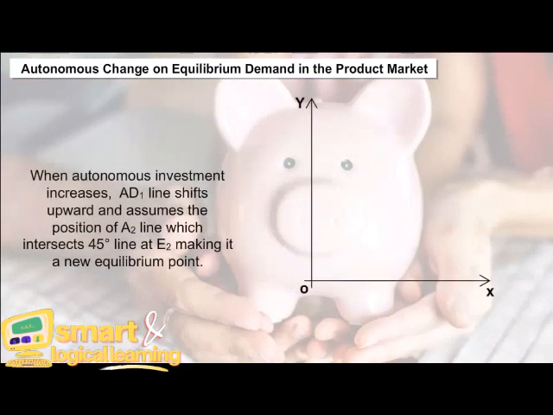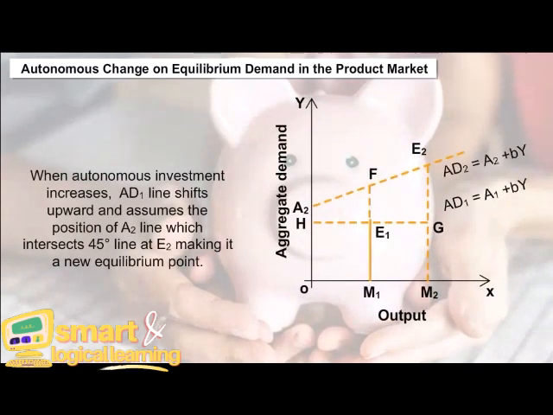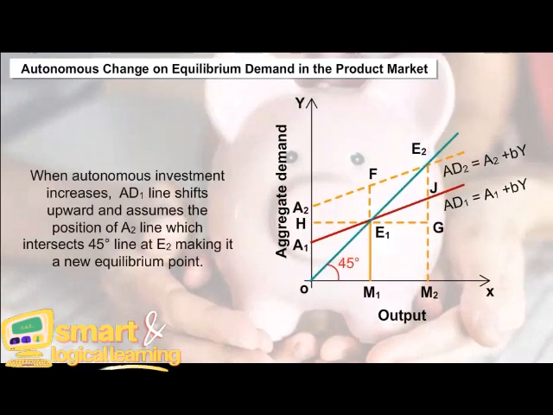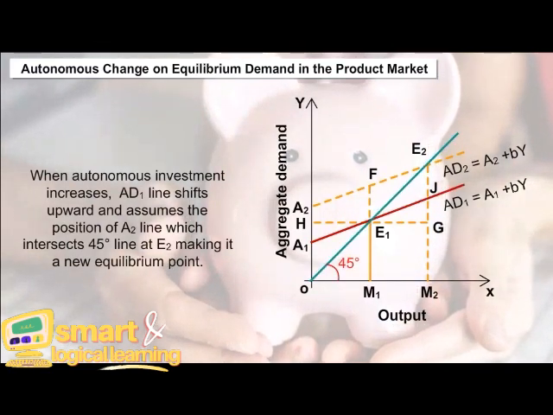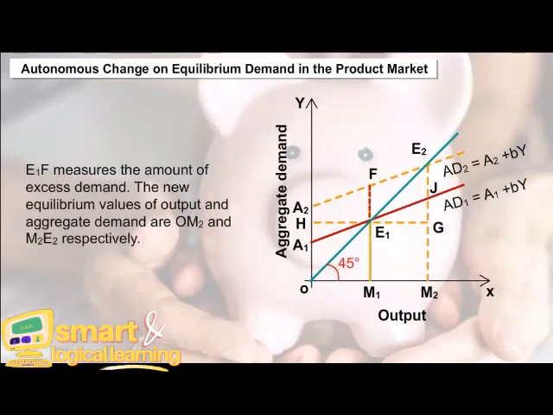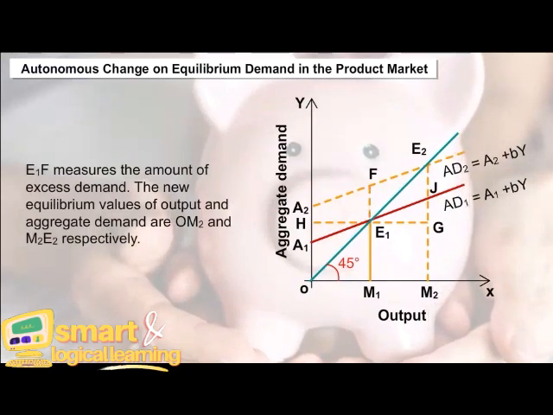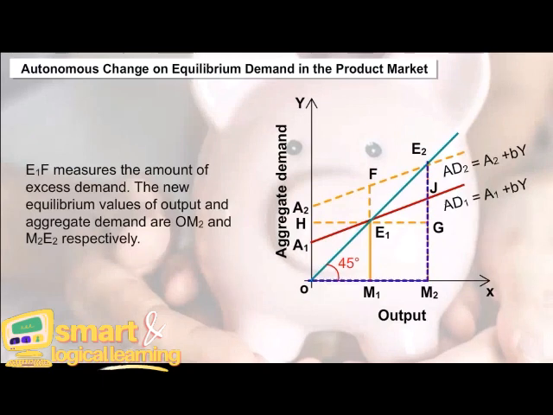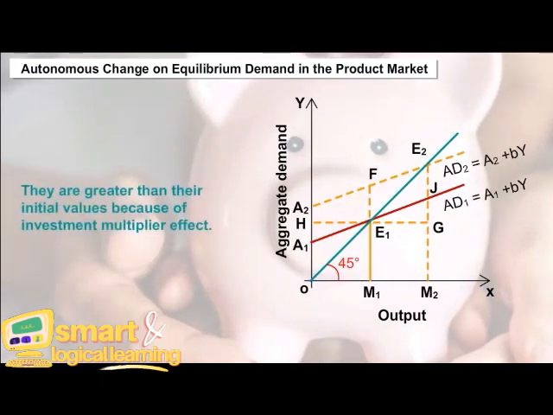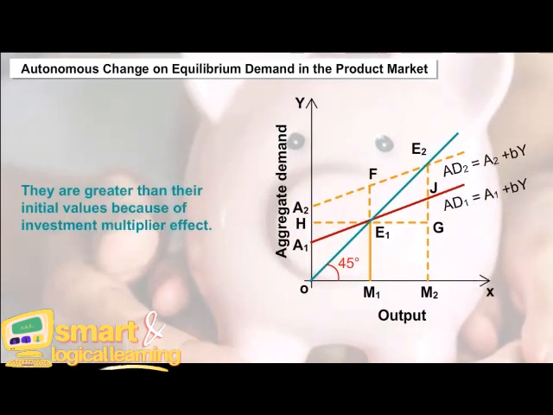When autonomous investment increases, the AD1 line shifts upward and assumes the position of the AD2 line, which intersects the 45-degree line at E2, making it a new equilibrium point. Thus, E1F measures the amount of excess demand. The new equilibrium values of output and aggregate demand are OM2 and M2E2 respectively. They are greater than their initial values because of the investment multiplier effect.